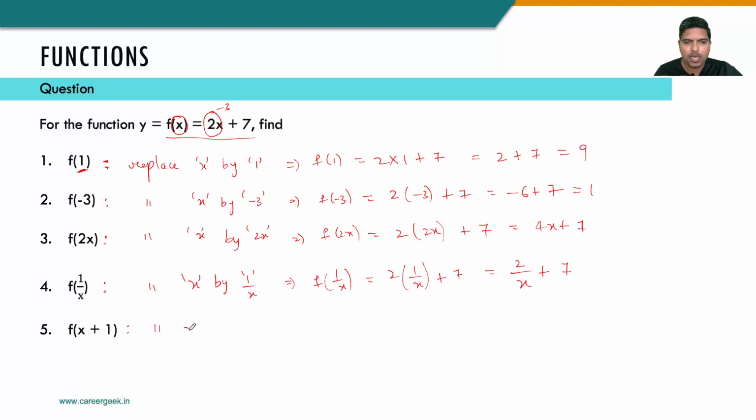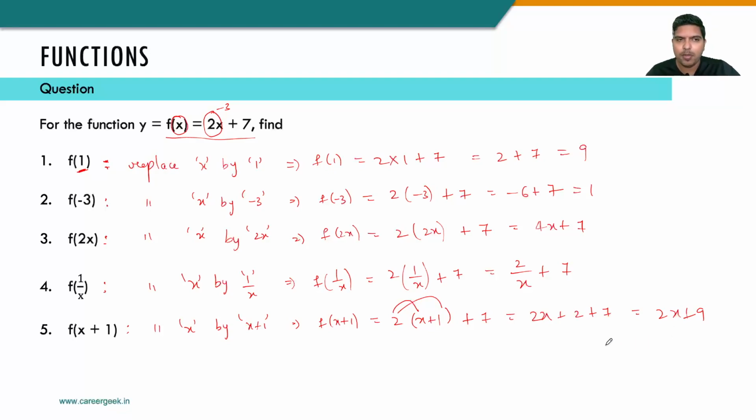Similarly, f of x plus 1, I'll replace x by x plus 1. Again, when you're replacing, you'll need to introduce parentheses. See, everywhere I'm introducing parentheses because the coefficient 2 gets multiplied to everything that is being replaced. So 2 into x plus 2 into 1 plus 7. So I get 2x plus 9. Hope the basics of functions are clear. How do you replace, right? How do you find out f of any value if f of x is given?